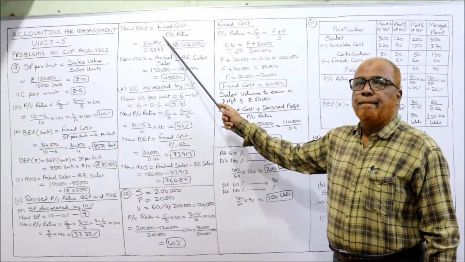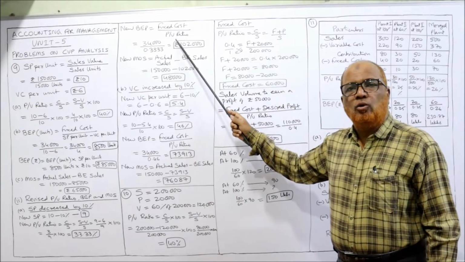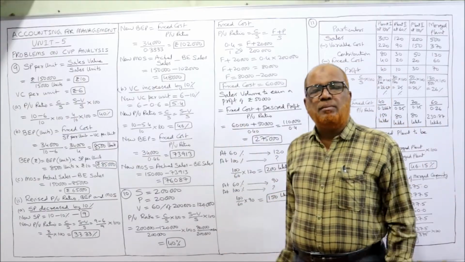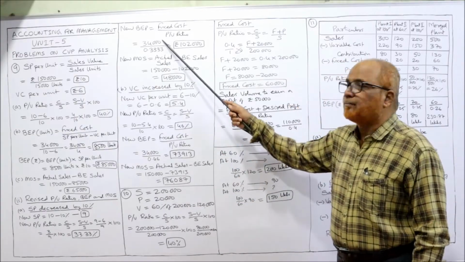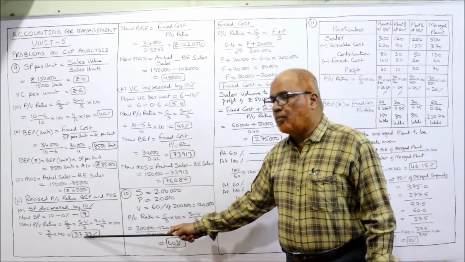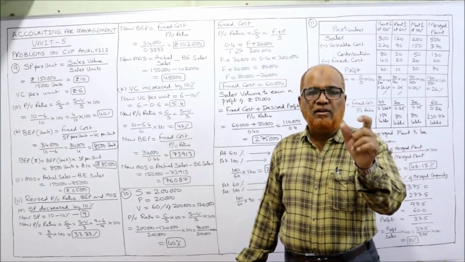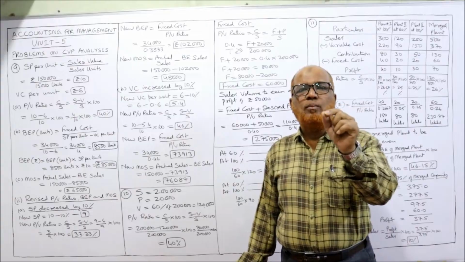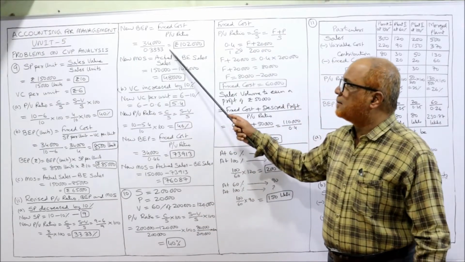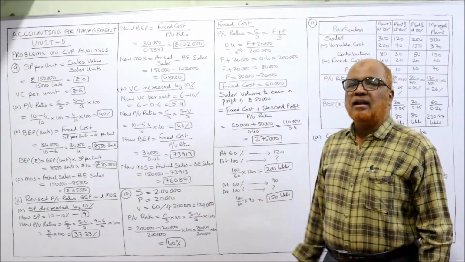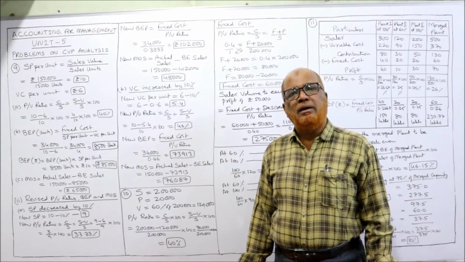Now new BP: fixed cost divided by new PV ratio. The fixed cost remains the same, 34,000. The new PV ratio is 0.33; 33.33 means 33.33 divided by 100, so you will get 0.33333. So finally, 1,02,000 is the new BP.